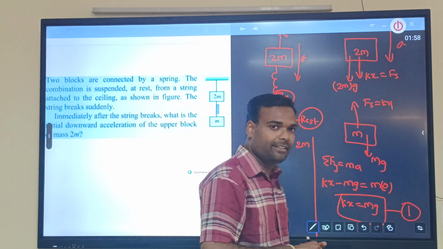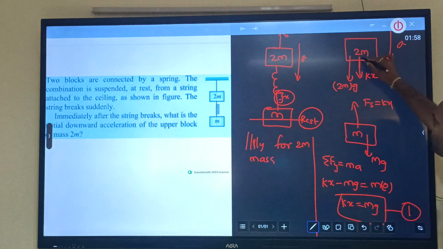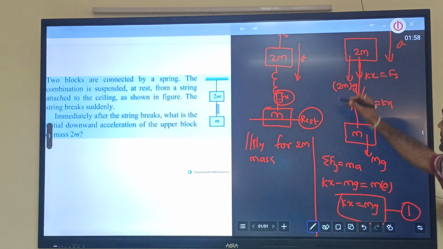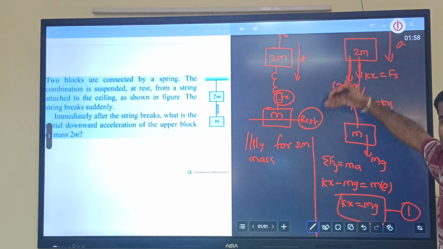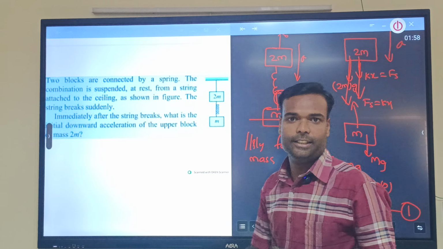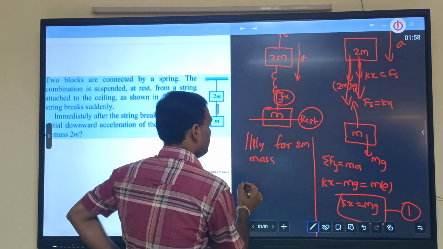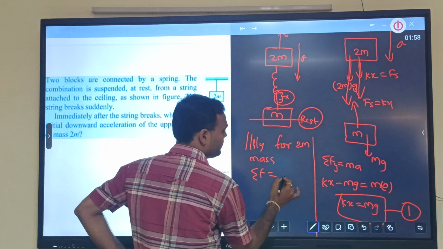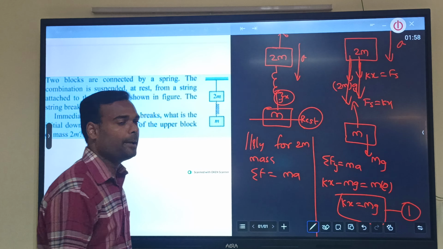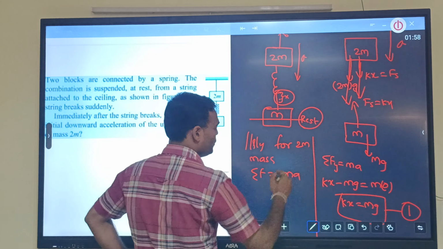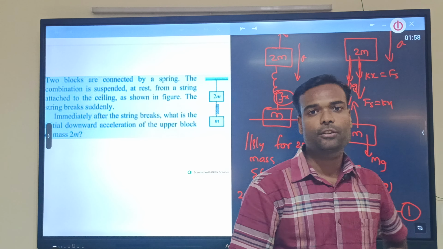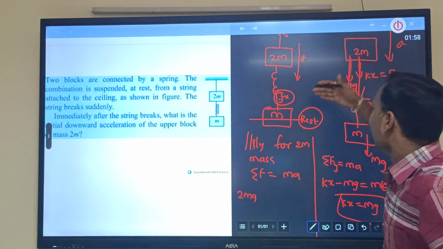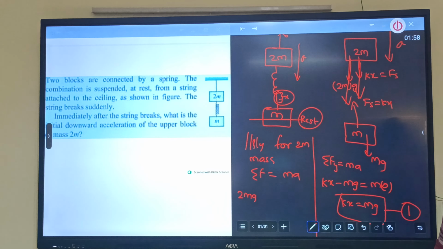Then next point, similarly for the 2m mass, see, the 2m mass is ready to move in the downward direction because the spring is trying to pull it downwards. mg is also trying to pull it downwards. So obviously it will move in the downward direction because the string has been cut. Now sigma F equals ma. This is the formula along the y-axis. So 2mg acting in the downward direction, I am considering for my sake the downward direction as positive because the resultant acceleration is also in the downward direction.